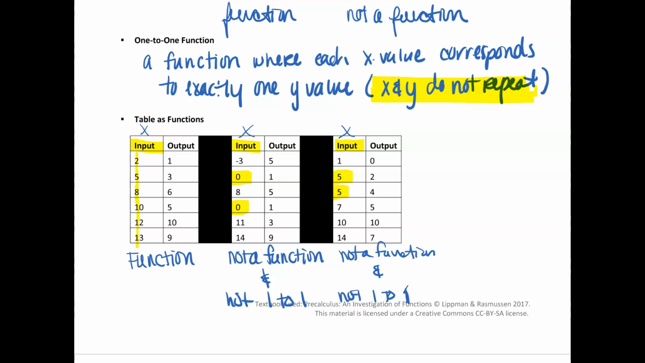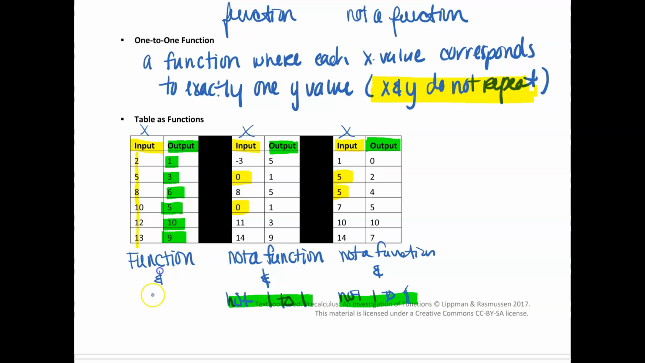Now let's go in here and look at whether our y's repeat. I don't have to check the y's on this one or on this one because we already stated that they are not one-to-one. So let's check the y's on this first one. I see 1, 3, 6, 5, 10, 9, and that all looks really good. Nothing's repeating. So on this one we can say this one is also one-to-one.